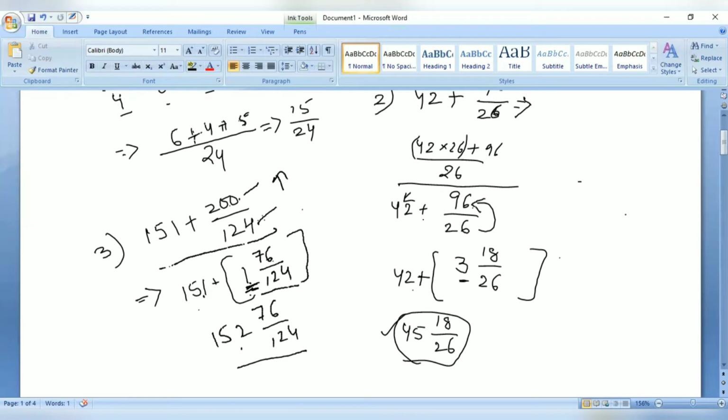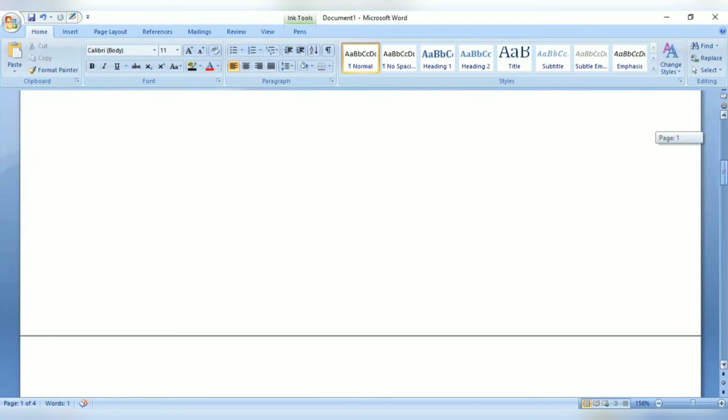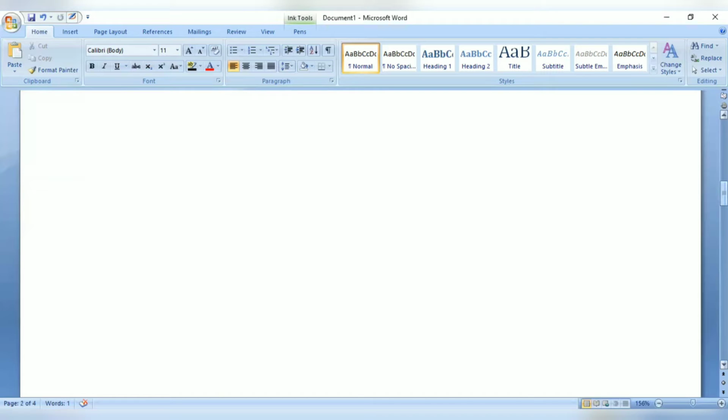In this case, 42 plus 96 by 26, we have taken 42. 26 into 3 will give you 78. So 3 we have written here. Whatever is the difference between 96 and 78, that we have mentioned here, and the denominator as it is. So we added the value 3 to this 42. So it becomes 45, 18 by 26. This is how you can simplify the computation in a very small manner, or quick and accurate manner. Now let us go and solve a big problem so that you will be able to understand.